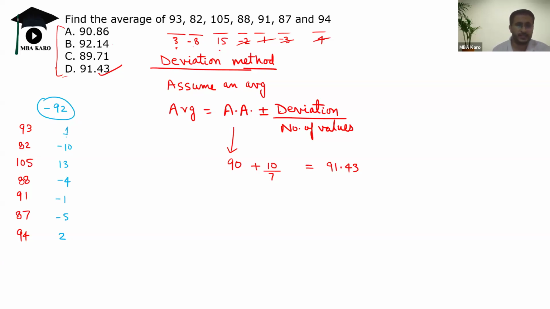Now, in this case, what are we getting? 1 and minus 1 will get cancelled.